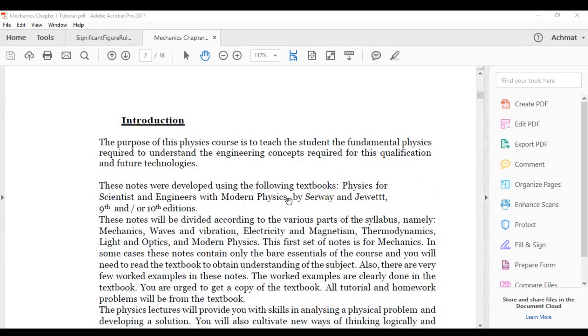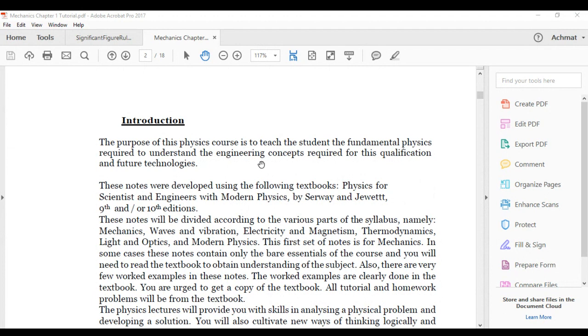Okay. As a basic introduction, people, these things are mentioned here, and they say here, the purpose of this physics course is to teach a student the fundamental physics that will be required in your understanding of your engineering concepts. After all, you are electrical engineering students. Right, so we will be going through physics, but remember the important thing is the physics, that is a basic science, and that is going to be used in our engineering.